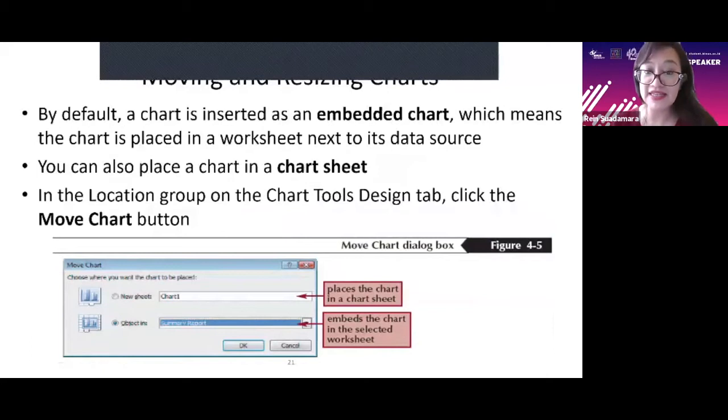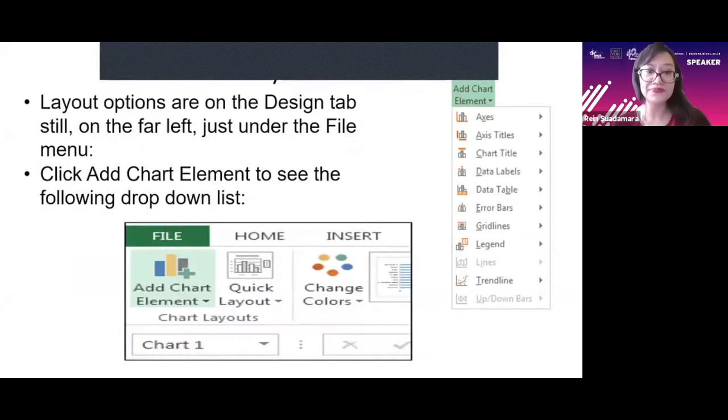By default, a chart is inserted as an embedded chart, which means that the chart is placed in the worksheet next to its data source. So if you put it here, it's going to automatically appear on the right side. You can also place a chart in a chart sheet. In the location group on the chart tools tab, you can also click the move chart button, so it can be placed wherever you wish to have it viewed.